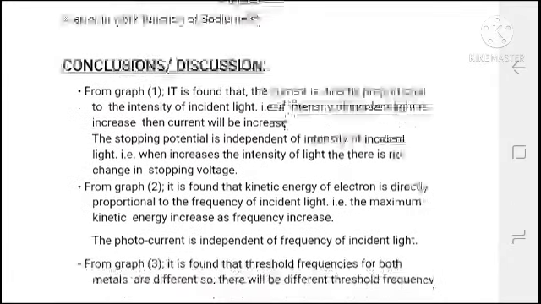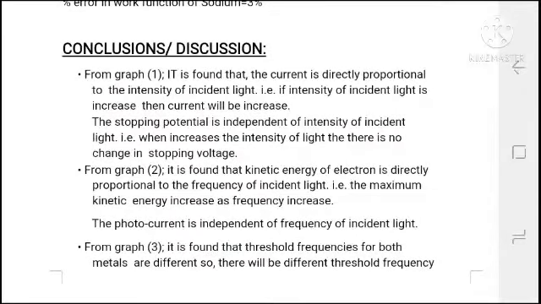Now we come to the conclusion and discussion part. Conclusion and discussion can be done from using the graph 1. By using the graph 1, it is found that the current is directly proportional to the intensity of incident light. That is, if intensity of incident light increases, then current will increase.